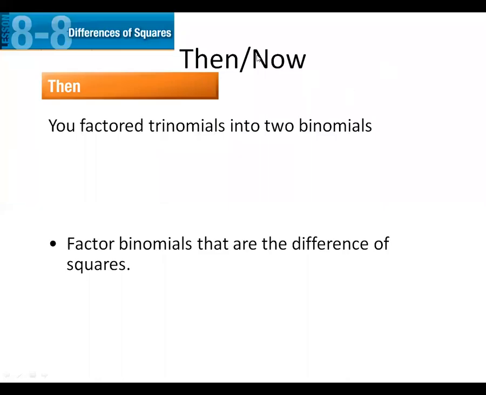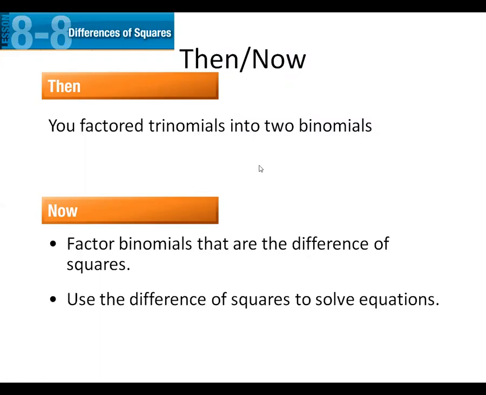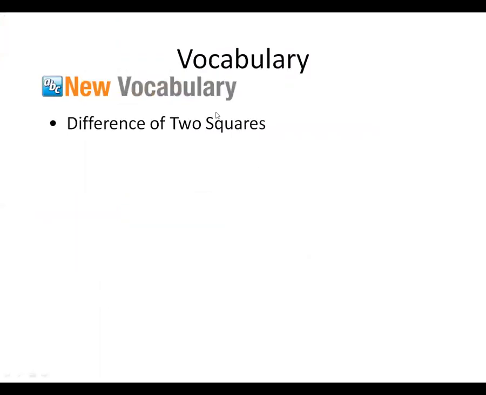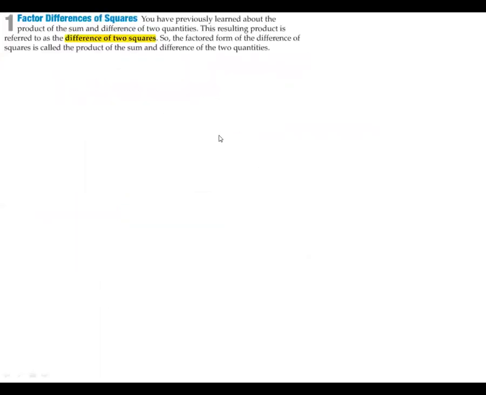All right, guys, we're into chapter 8, section 8, difference of squares. So previously we factored trinomials into two binomials. Now we're going to factor binomials that are the difference of squares and use difference of squares to solve equations. All right, so that's our vocab, difference of two squares, so let's talk about it.